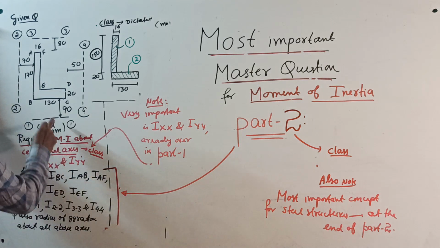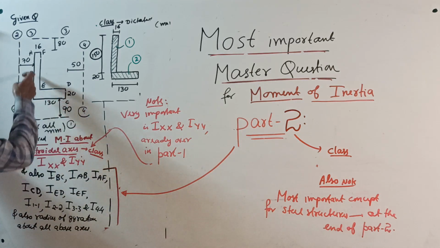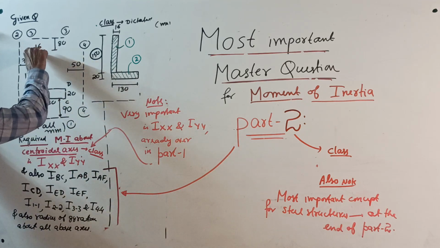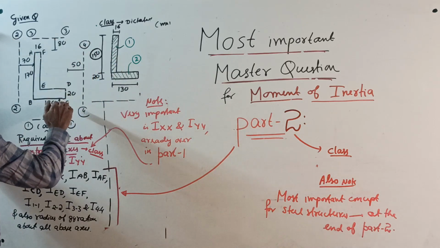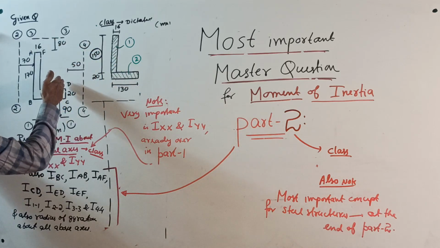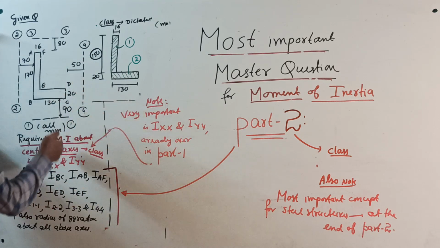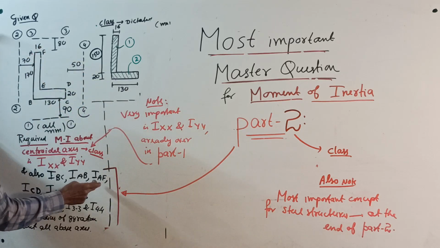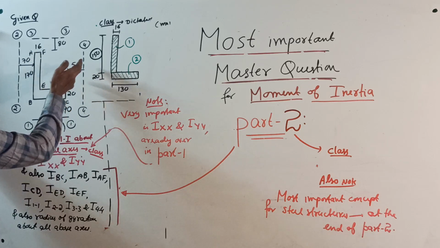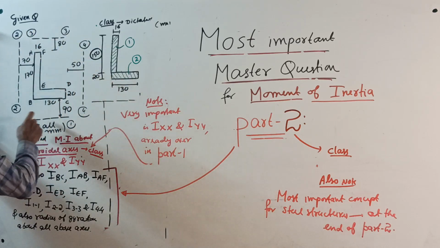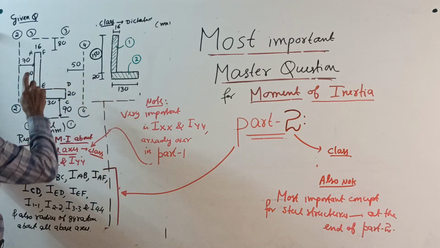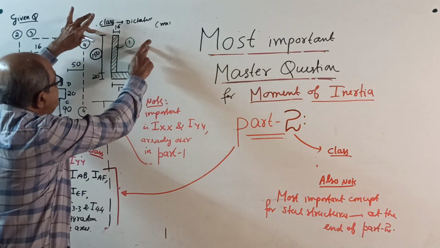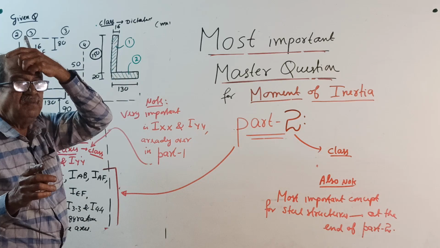They want I about BC, AB, then AF. AF means this line, this axis AF, then DC, ED, and FE, and also the 4 axes outside, 1-1, 2-2, 3-3, 4-4, one at a time. For all of them, remember, this is our division. Now we will start one by one.